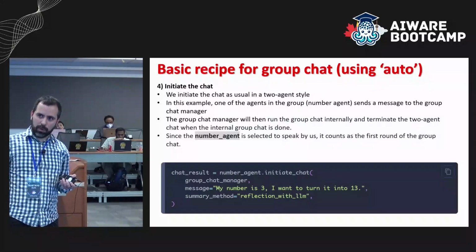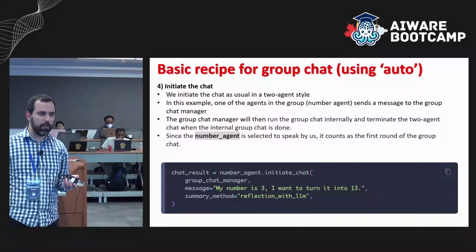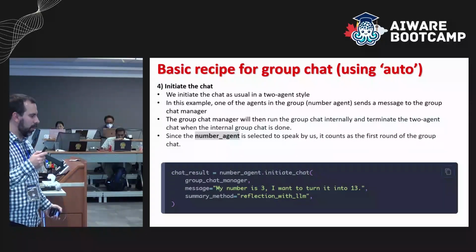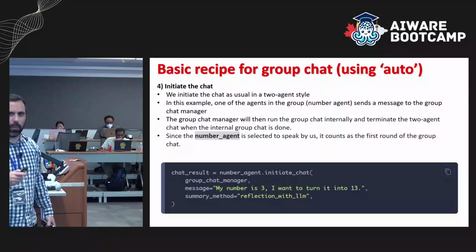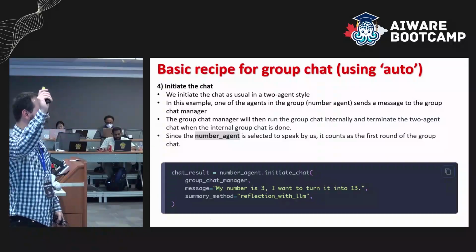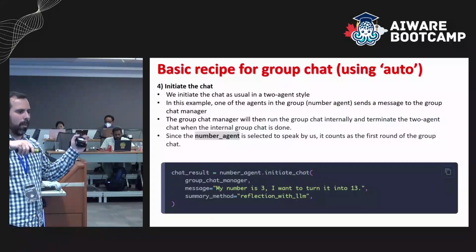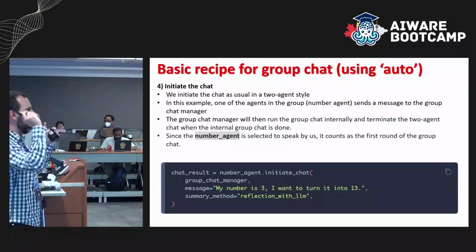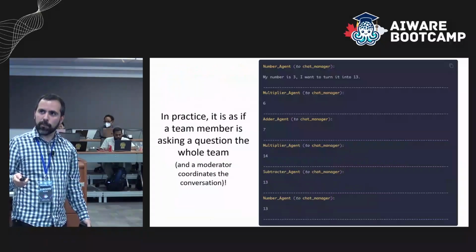In this case, we're using the number agent to initiate the chat, and this number agent says, my number is 3. I want to turn it into 13. So imagine, again, I come with a number to this meeting, like my number is 3. I want it to be 13, and you guys provide arithmetic operations, figure out how to do this, right?